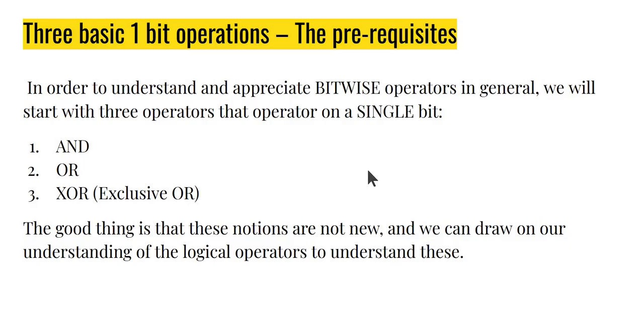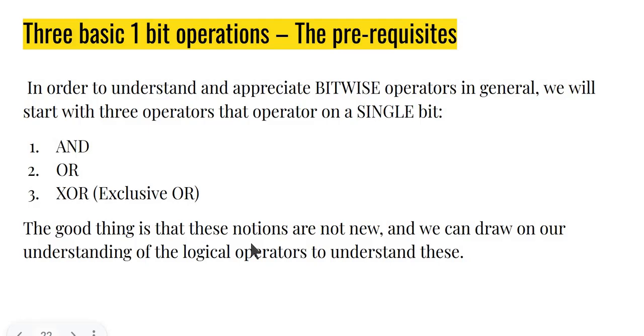It turns out that in order to appreciate and understand bitwise operators in general, we will start with three basic building blocks, operators that work on a single bit. Now here we're looking at a single bit. This will in fact naturally lead into bitwise operators. So the three single bit operators we look at, kind of like the prerequisites or the building blocks, will be an AND, OR, and an XOR.